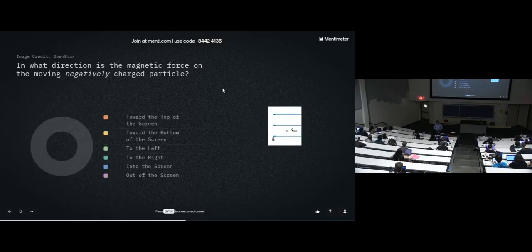All right, last one of these questions, and then we're going to go through a little bit more. In what direction is the magnetic force on the moving negatively charged particle? Again, that would be a velocity out of the screen. Magnetic field to the right is going to be all over the place on this one. All right, someone put to the left, someone put out of the screen, and someone put bears.